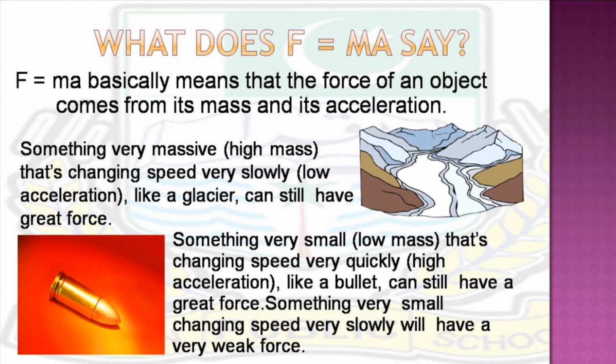Now F is equal to ma basically means that the force of an object comes from its mass and its acceleration, as we have studied earlier. Something very massive, like high mass, that's changing speed very slowly, like low acceleration, like a glacier, can still have great force. Another example is something very small, low mass, that's changing speed very quickly, like high acceleration, like a bullet, can still have a great force. So something very small, changing speed very slowly, will have a very weak force.